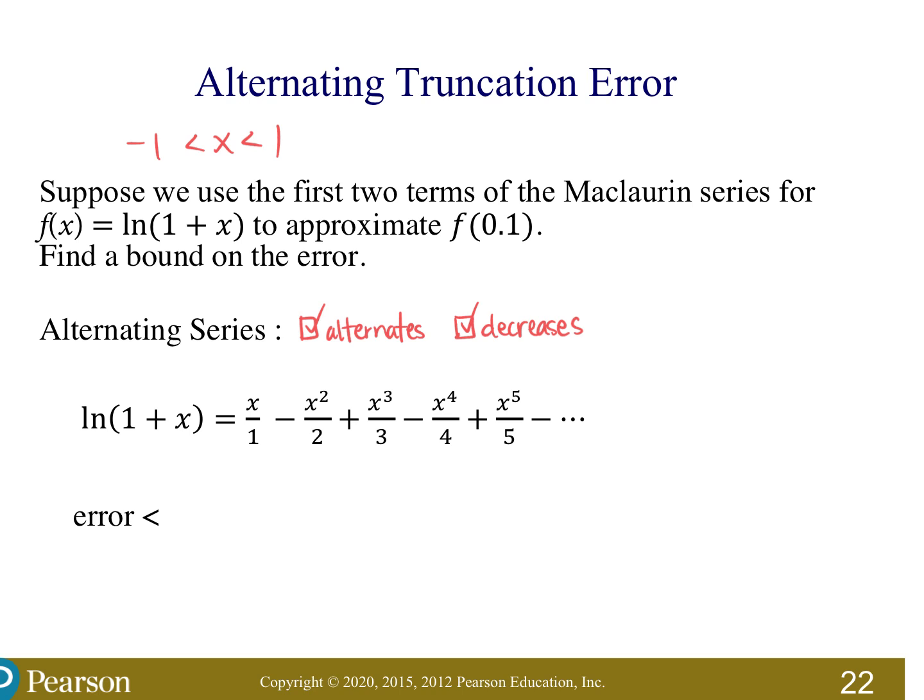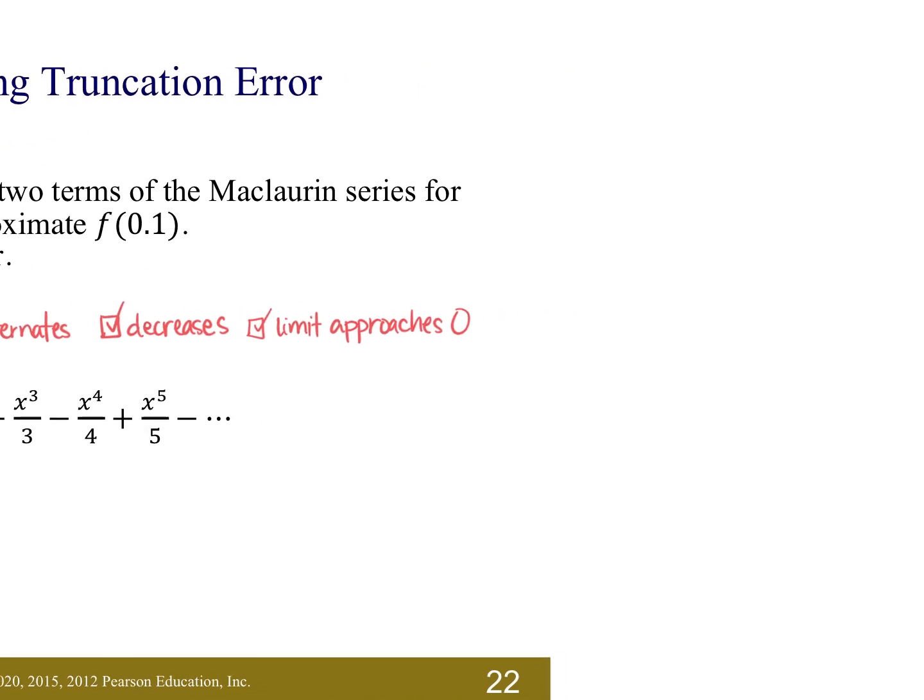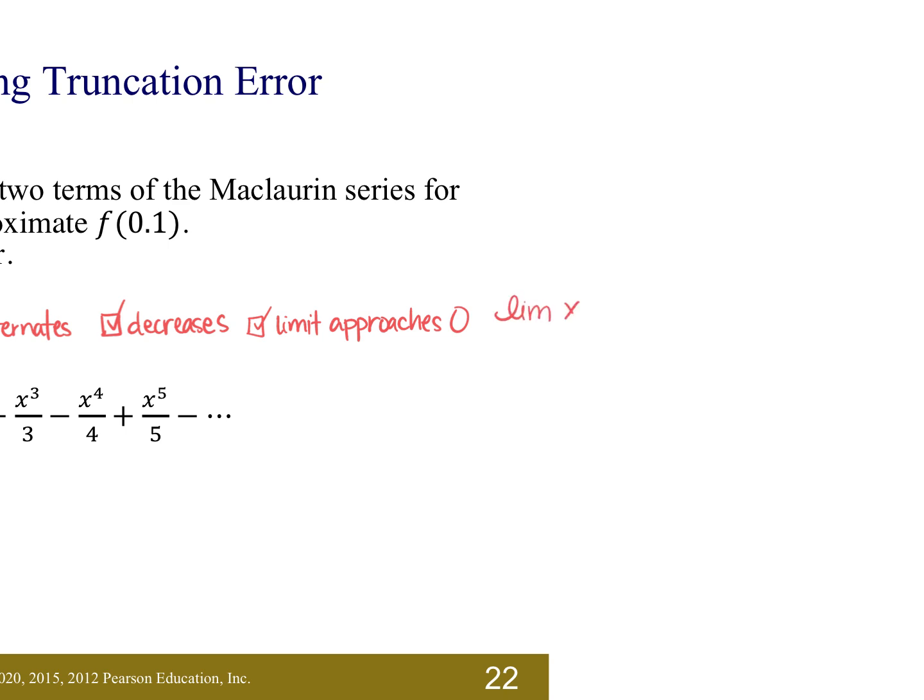So yes, it decreases, and the limit approaches 0, which is what I want it to do. As it decreases, it's getting smaller and smaller and smaller. You can check that because the limit of x to the n over n as n approaches infinity will get smaller, assuming that x is a decimal. x must be a decimal between 1 and -1. No matter how high the power is, it's just going to get smaller and smaller. So this works.